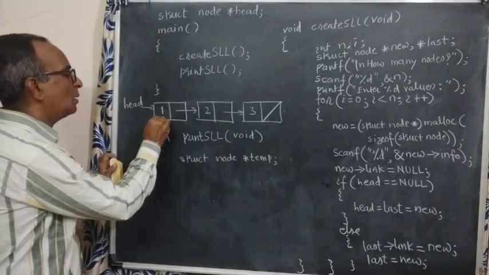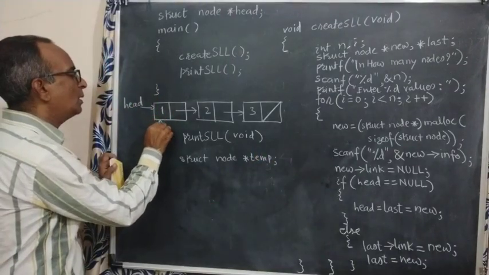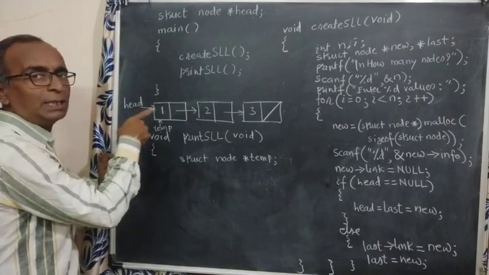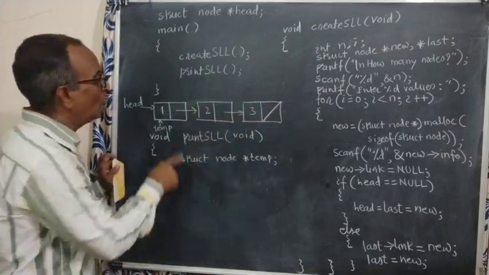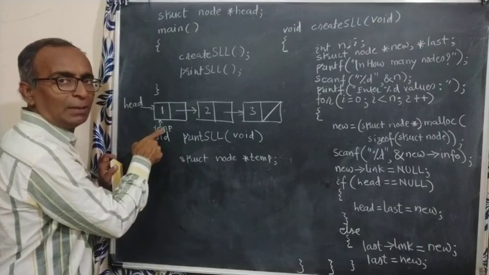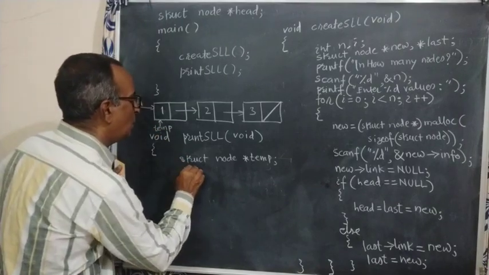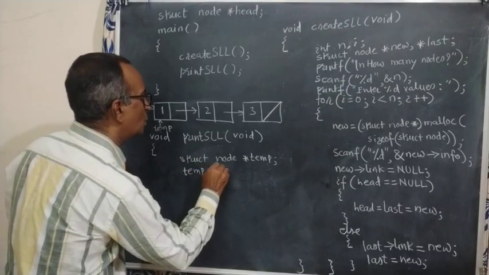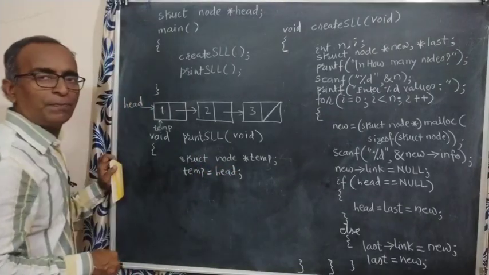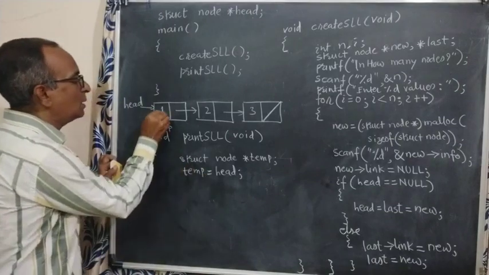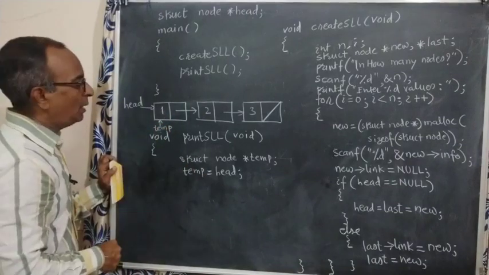Always, whenever you are traversing, never change head. If you move head, you will lose the linked list. So always take a temporary variable here. Temporary should point initially to the first node, head. You are writing temp = head. Head is given to temp, which means this node will now be pointed to by temp.